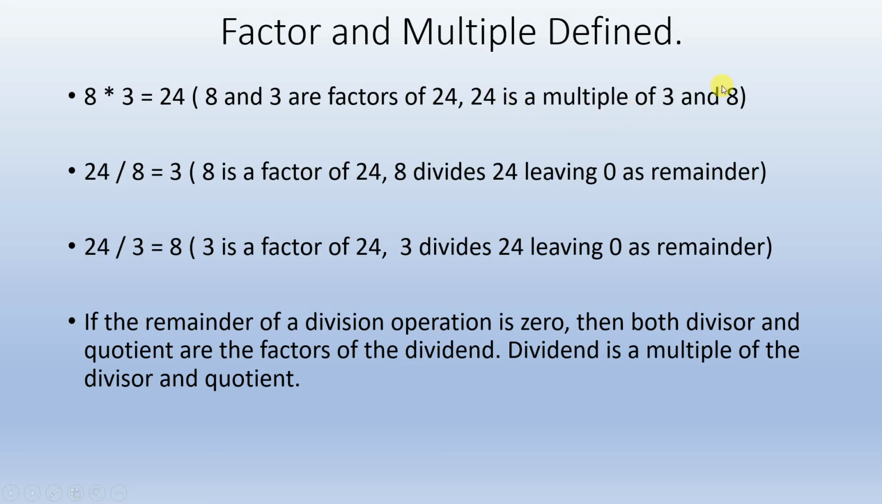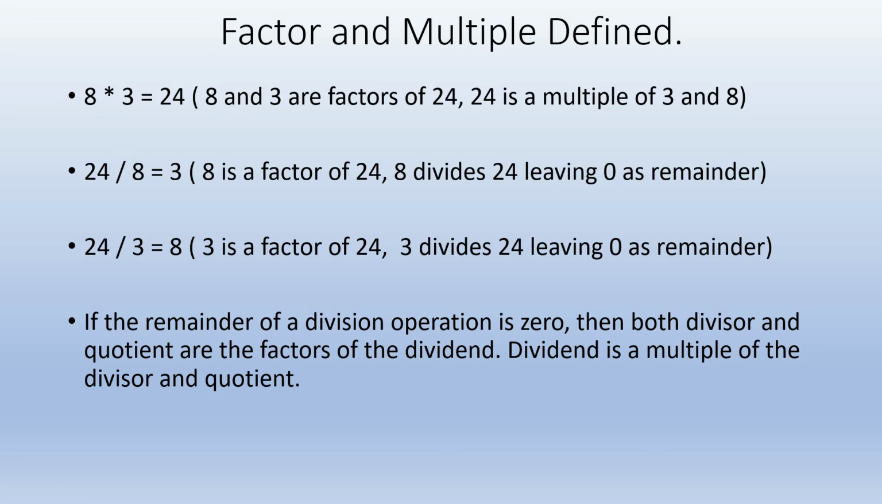Okay, 3 8s are 24 or 8 3s are 24. So 24 automatically becomes a multiple. Take the division operation 24 by 8. 24 is dividend, 8 is the divisor, and 3 is a quotient. The remainder of this operation is 0.